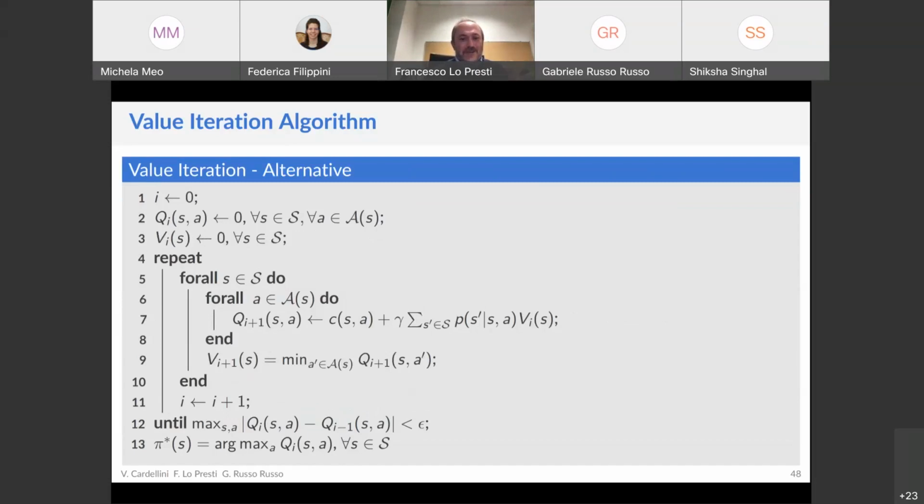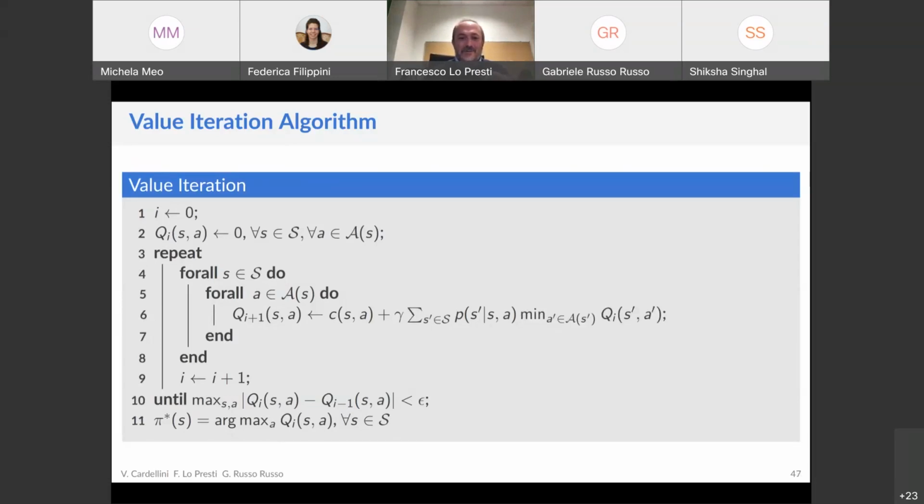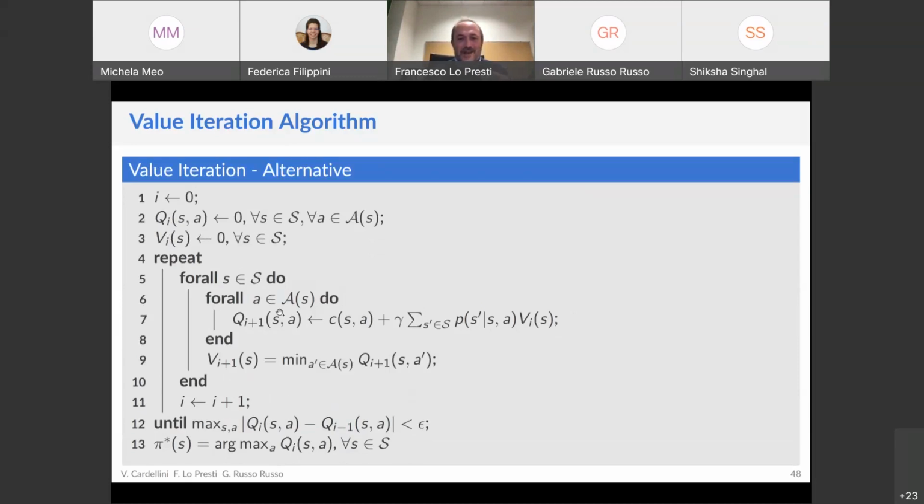There are different ways to write it. In the former, I have everything written with respect to the Q values. In the second, which is sometimes more convenient, I have both the Q and the value function V. Algorithmically, it's more convenient to use the second version because I don't have to compute the minimum on every iteration, but this is just a detail. It's just two different ways to write the same algorithm. This is just background material, but for the self-containment of the tutorial it was necessary.